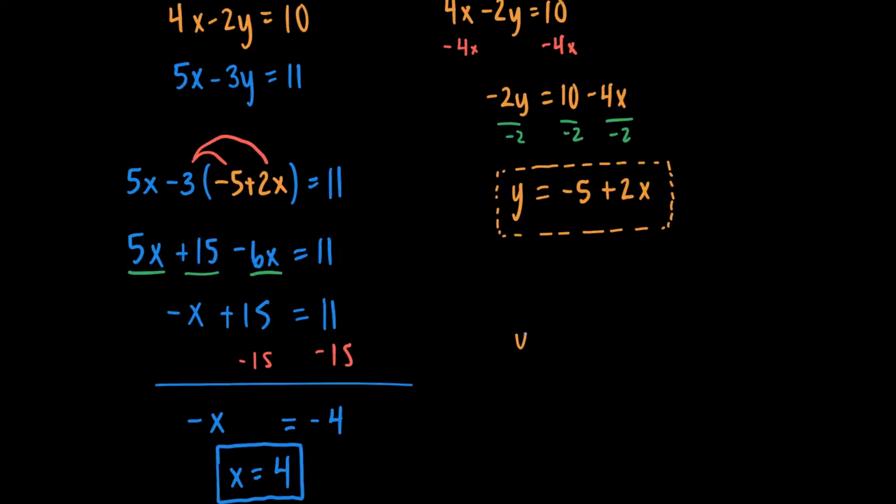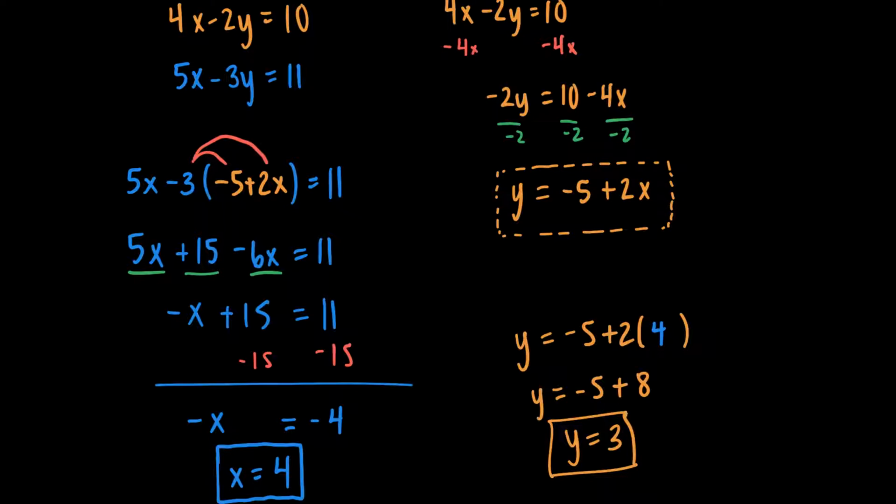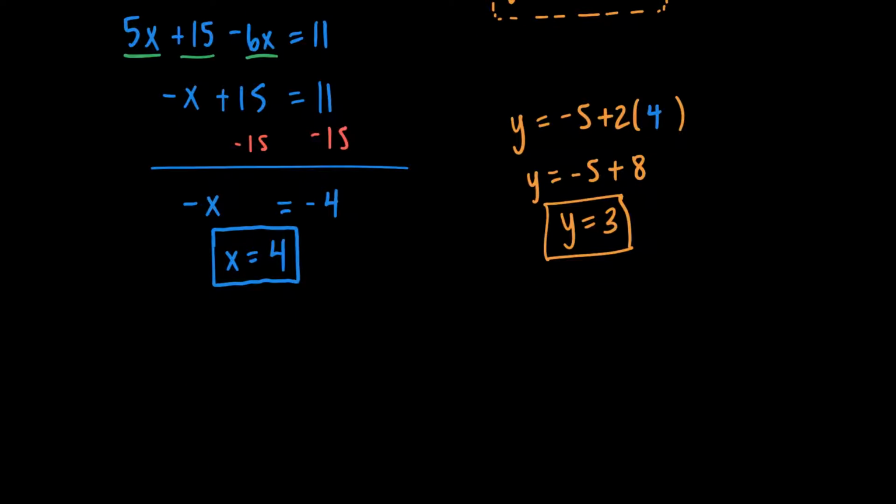So now we know y is negative 5 plus 2 times x. And instead of x, let's just put in 4 because we know x is 4. So y must be negative 5 plus 2 times 4 is 8. So y must be negative 5 plus 8 is 3. Okay, so the solution here then, if we were going to write this out, would be the x coordinate followed by the y coordinate.